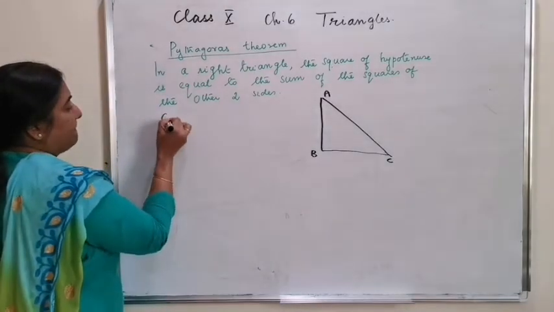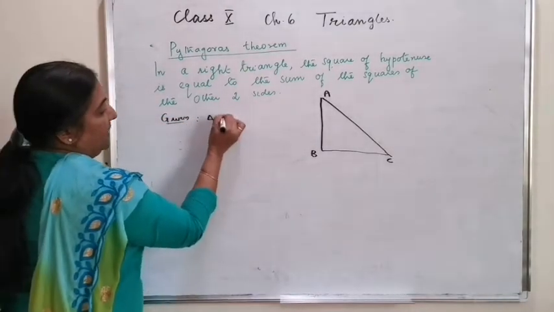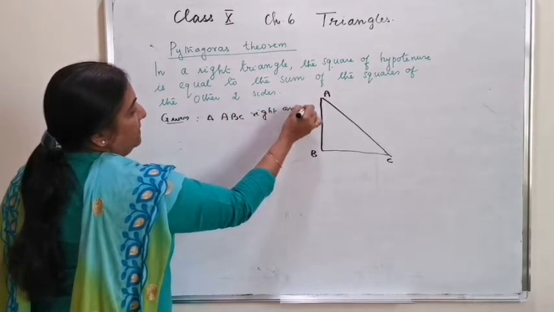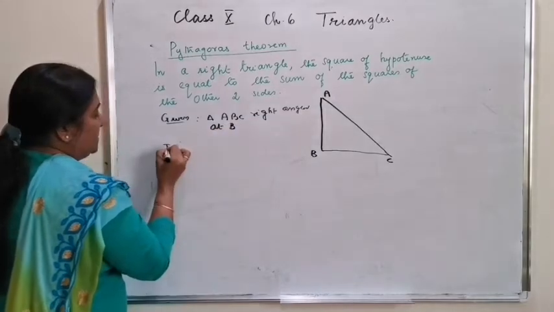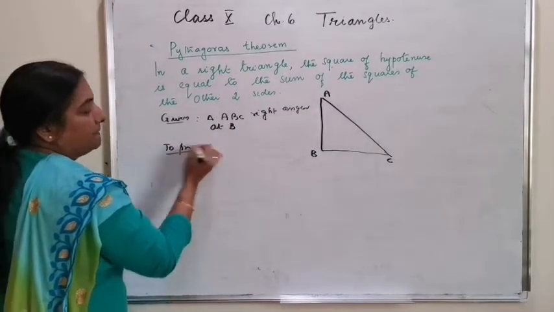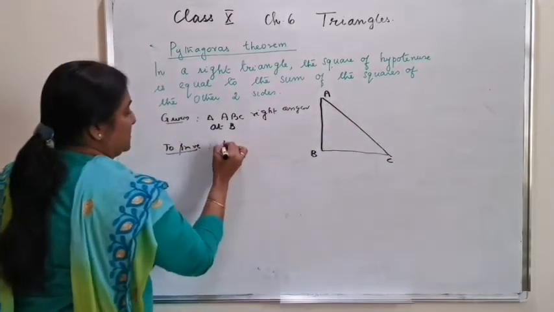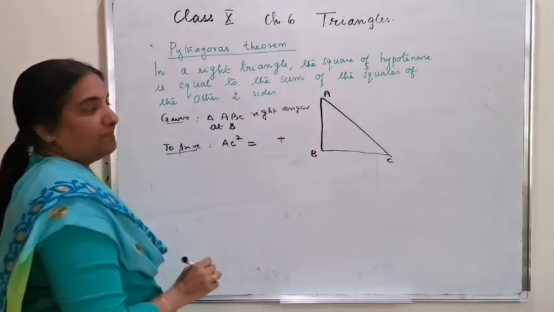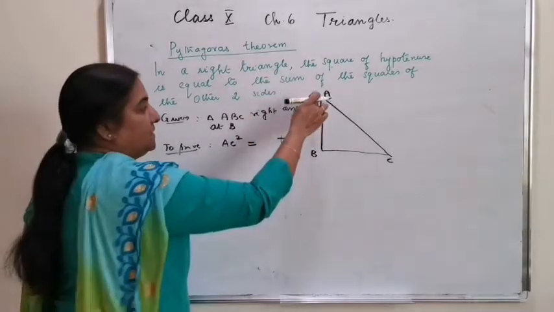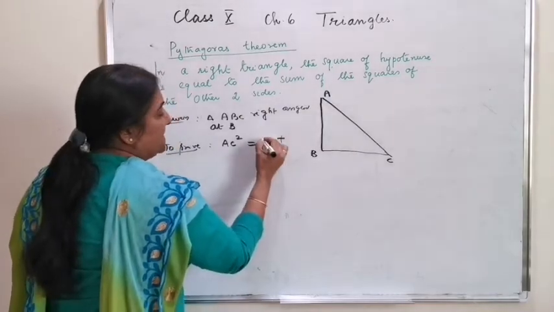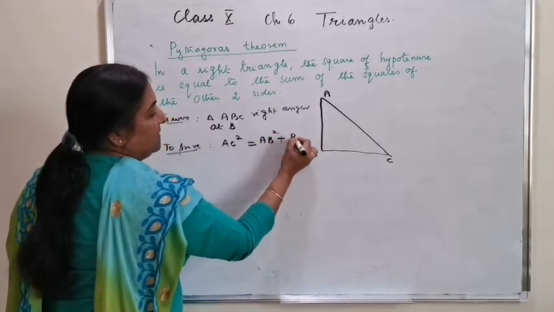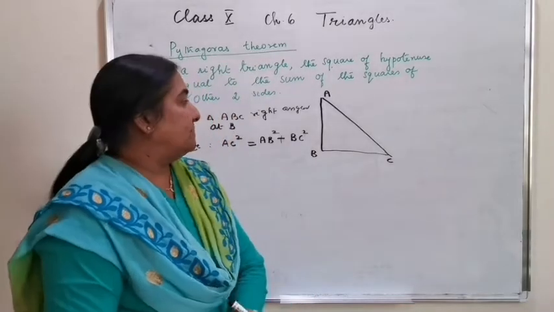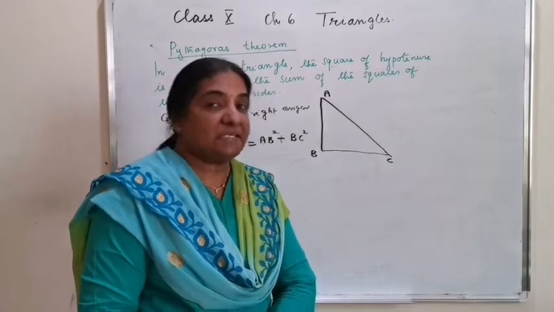So, given: triangle ABC, right angled at B. What is to prove is that the square of the hypotenuse, that is AC square, is equal to the sum of the squares of the other two sides. The other two sides are AB and BC, that is, AB square plus BC square. Now, the theorem will be proved through similarity.